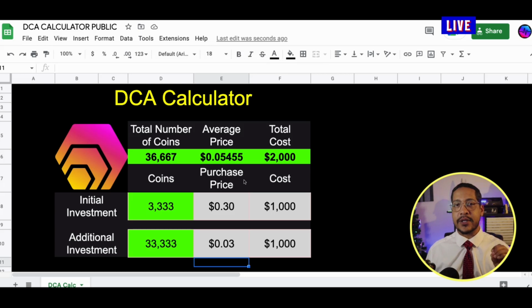Averaging in is one of the best strategies that you can implement to make sure that you continue to stay price positive. You can lower your average so much. And to anyone who wants access to this calculator, again, the link is down in the description below. Click it, it'll pop up a little indicator saying, do you want to make a copy into your Google Sheets? Go ahead and do that and you'll get access to this.